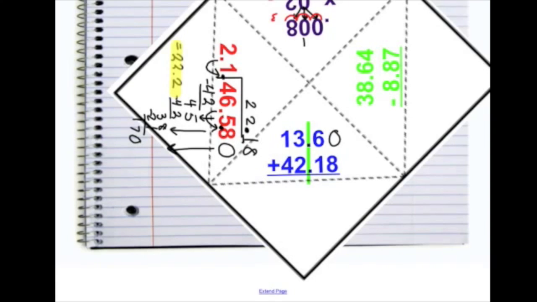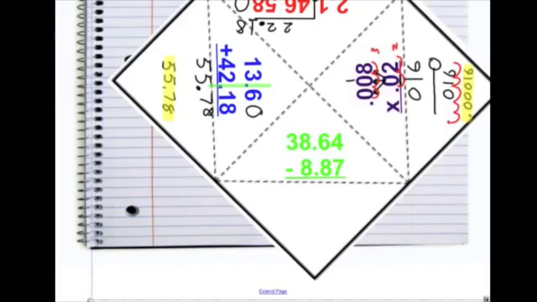Now I'm going to add. 0 plus 8 is 8, 6 plus 1 is 7, bring down my decimal, 3 plus 2 is 5, 1 plus 4 is 5, and I have a final answer of 55 and 78 hundredths.